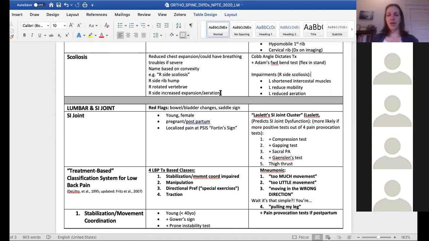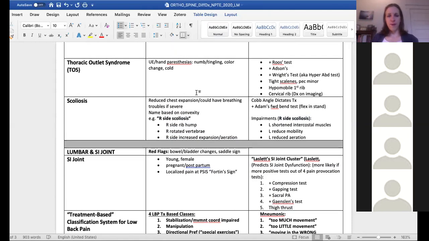And then on the right side, you can describe, and you can kind of see this, right versus left. And again, I'm just talking about a right-sided scoliosis. You can reverse it if it were left. But you're going to see an associated right side rib hump and right rotated vertebrae. So you can kind of think through that. As you have a right convexity, that vertebrae is going to be turned towards the right.